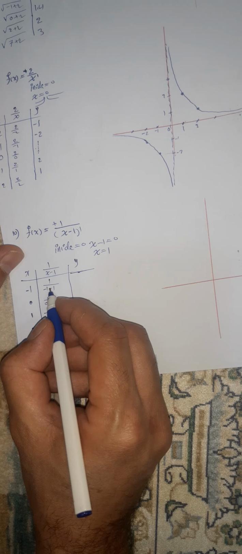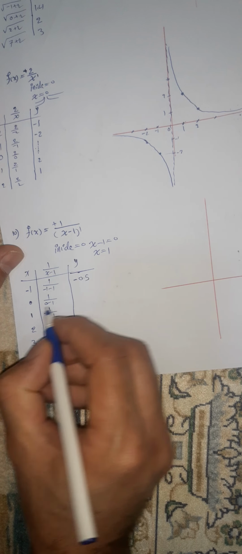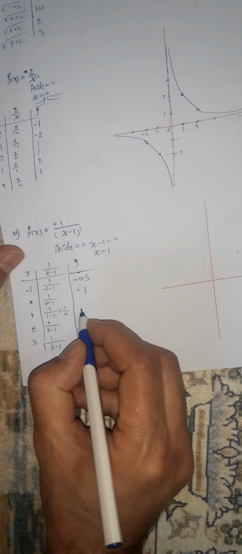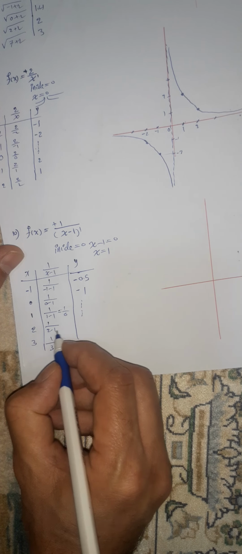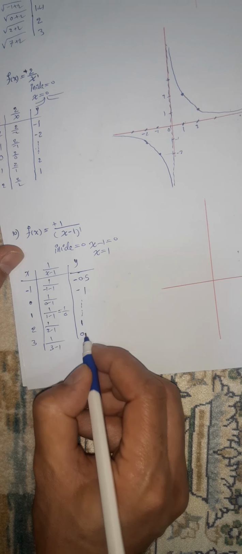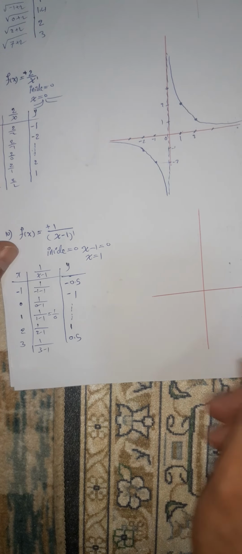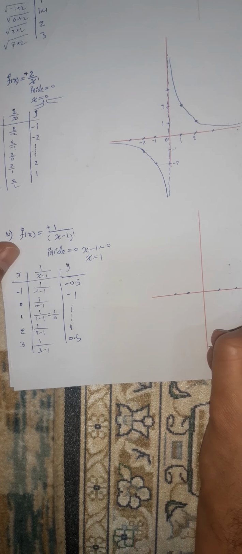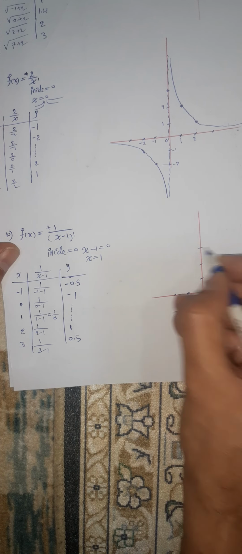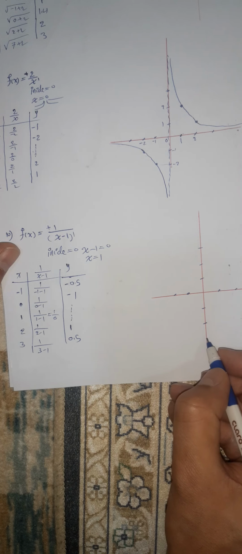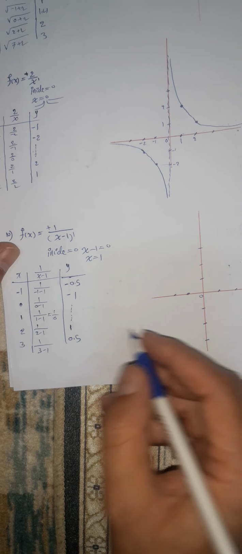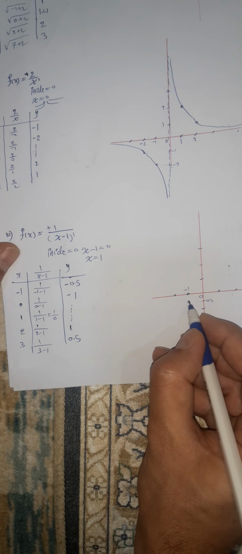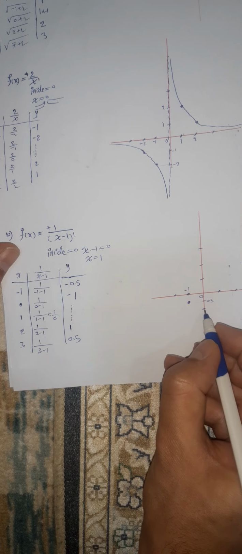Minus 1 minus 1 is minus 2, and 1 divided by minus 2 is minus 0.5. 1 divided by minus 1 is minus 1. 1 divided by 0 is undefined. 1 divided by 1 is 1. 1 divided by 2 is 0.5. So the points: (-1, -0.5) approximately in here, and (0, -1) in here.